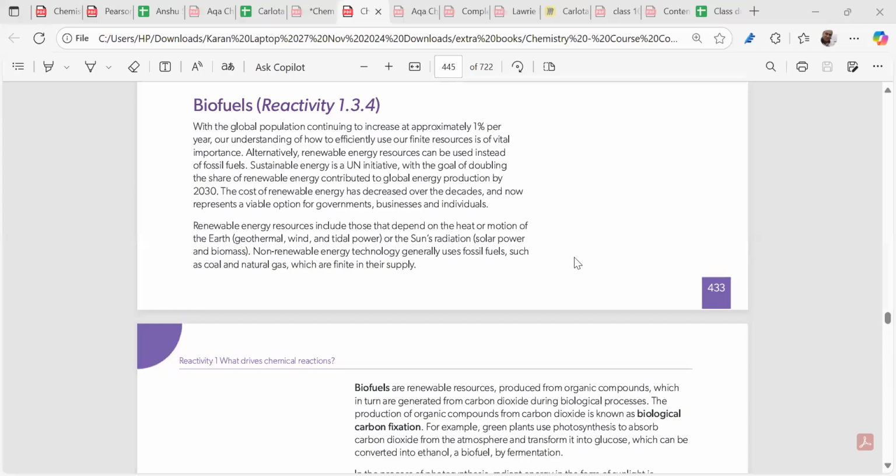So this is IBDP chemistry, part of biofuels, that is reactivity 1.3.4. Now, what exactly are biofuels and what is the need for them? To understand the biofuels concept, we have to go to the point of sustainability. When we talk about sustainability, what do you mean by sustainability exactly?